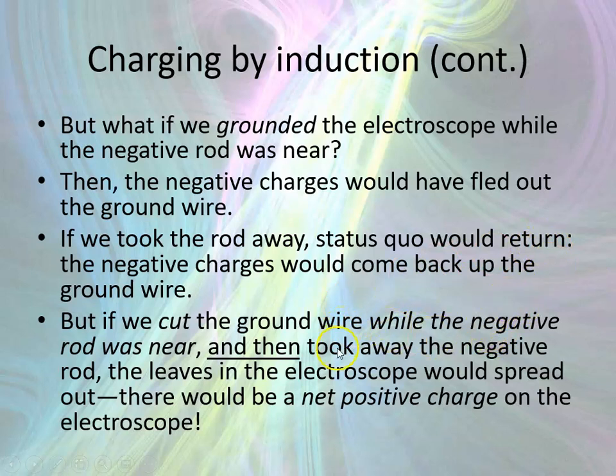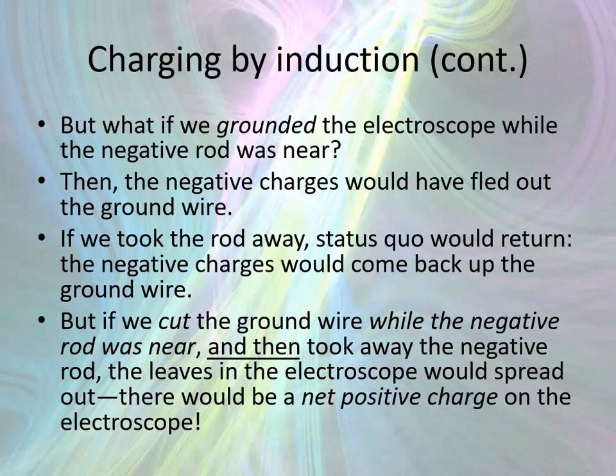The like negative charges flew out of the ground wire. And that meant that there was a positive charge on the electroscope. But then you snipped the ground wire, keeping the electroscope with a positive charge, and you now bring your negative rod away, but the negative charges can't come back, so you get a net positive charge. So whenever you charge something by induction, you're always charging it to the opposite charge as the item that you have brought nearby. So this is an important conceptual example to keep in mind.